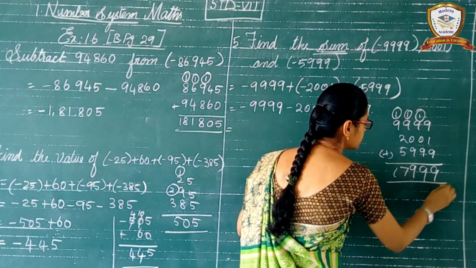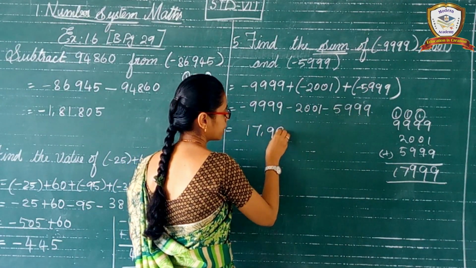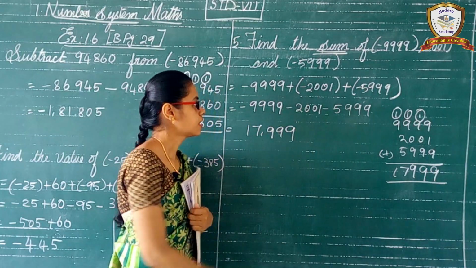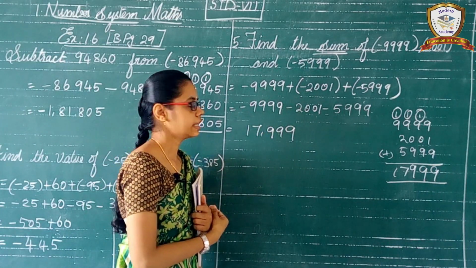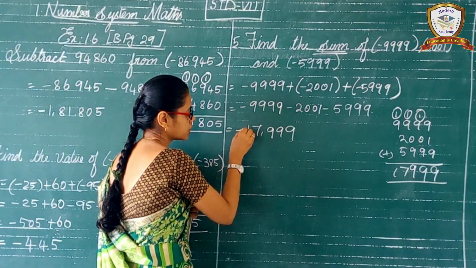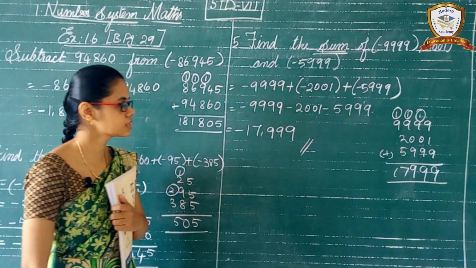So the answer is, what's that? 17,999. So see here, which one is the biggest number? 9,999, isn't it? So the sign of 9,999, what's the sign? Minus. So you want to mention here minus in our final answer. Can you understand this?